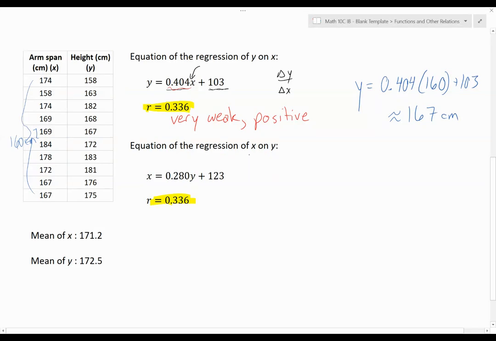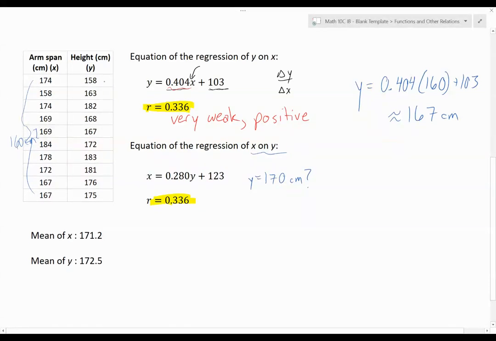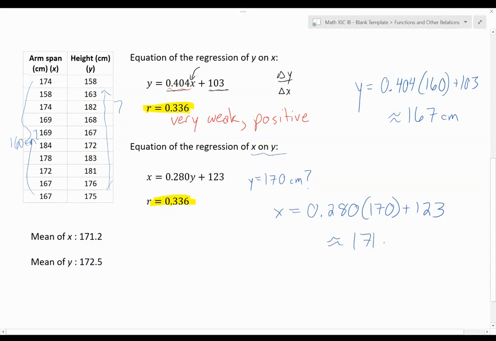If I used the regression that goes the other way around, let's say I have somebody that I know has a height of 170 centimeters. Y equals 170 centimeters, say. And that, again, is not a specific data point in any of my list here, but I could plug that in and say, okay, well, then I would predict their arm span to be about 0.280 times 170 plus 123. And what I would get in that case, let's see, 0.28 times 170, I would get approximately 171 centimeters as their arm span. This y value would be the height.